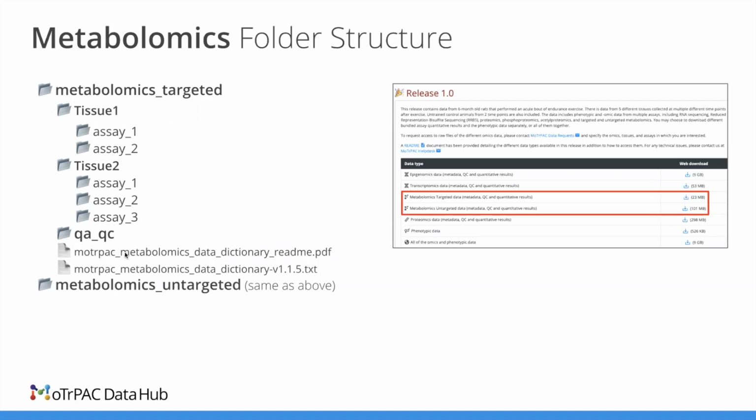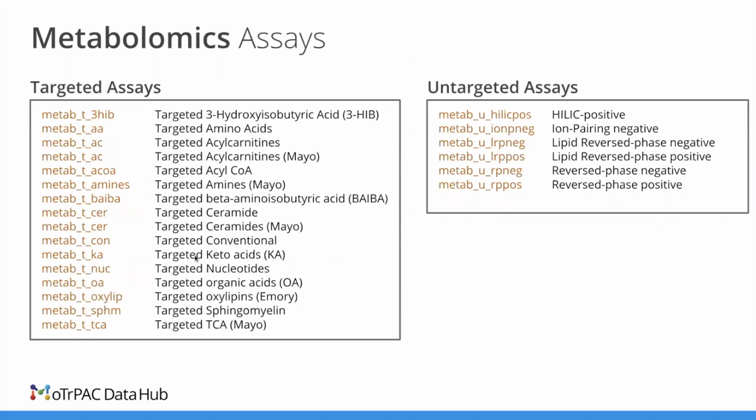But also the third difference is that we have additional files called the MoTrPAC Metabolomics Data Dictionary, which are useful when you map the names of the metabolites across the different assays, and I will illustrate that in an example later on. So these are the names of the assays. These are the names of all the targeted assays and the names of all the untargeted assays. Each one could have a directory in the results directory of each tissue.